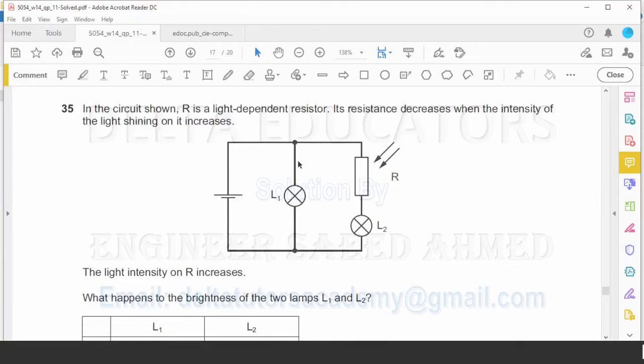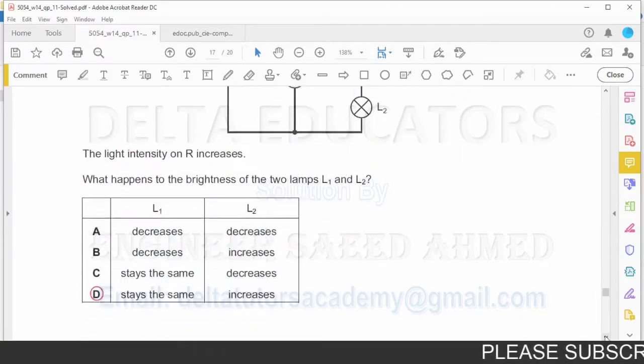This L1 is connected in parallel with this battery. So for L1, there will be no change in the voltage. When there is no change in the voltage, there will be no effect on the brightness. So for L1, there will be no change in the brightness, and for L2, it will be more bright. Now we will check our options. In option D, it is given that L1 stays the same, meaning its brightness does not change. For L2, its brightness increases. It will be more bright. So our correct option is option D.